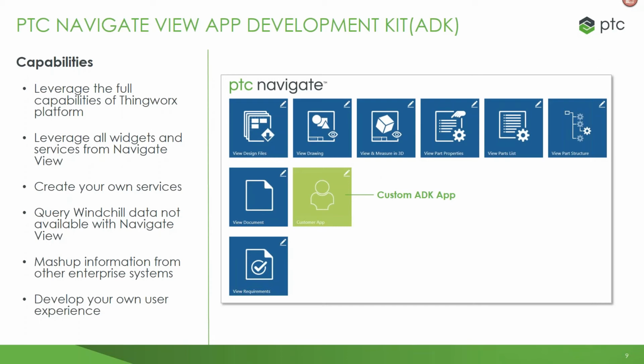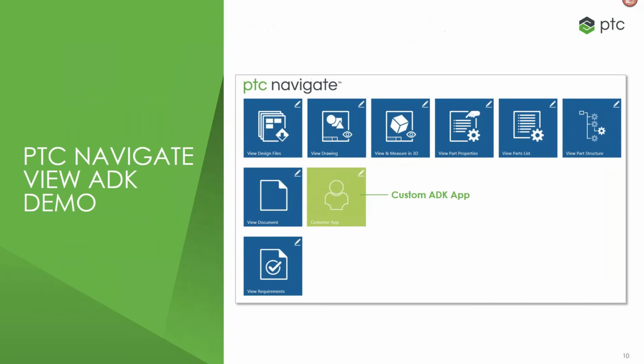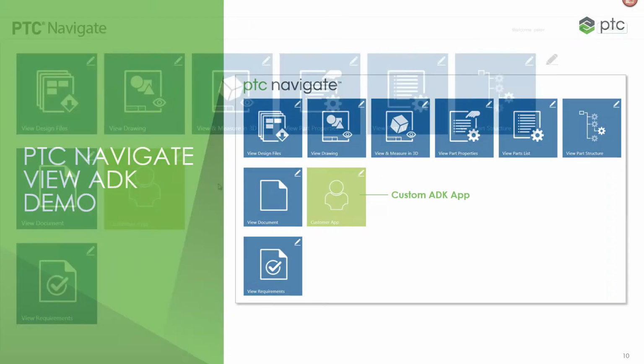You can either reuse widgets and services that are packaged up with Navigate View to create your mashups, or create your own services that can query data that aren't yet available through the Navigate View apps, such as change information or where used information. You can also combine data from multiple systems and develop your own user experience. Let's take a look at a short demonstration that details an app developed using the Application Development Kit.